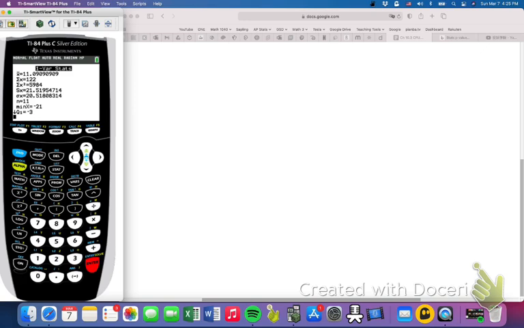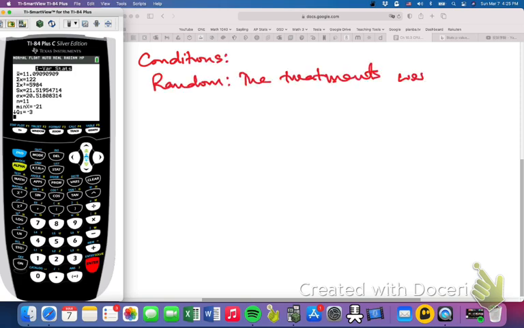So, state plan. This is the plan part. So the conditions, all right? First condition, random. And we were told that the treatments were randomly assigned. Woohoo! SRS, simple random sample. Second condition, the large count, which is also the normality condition.